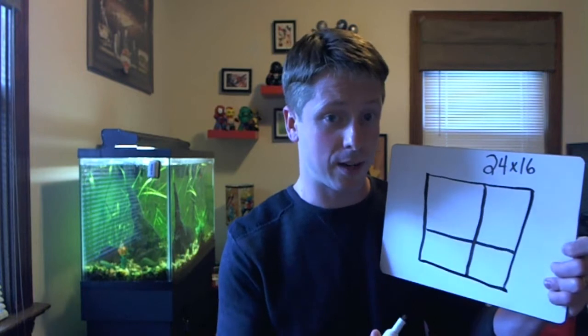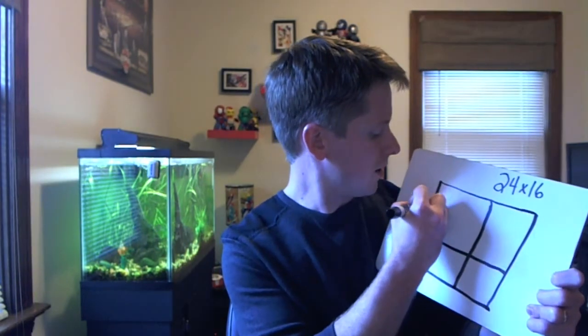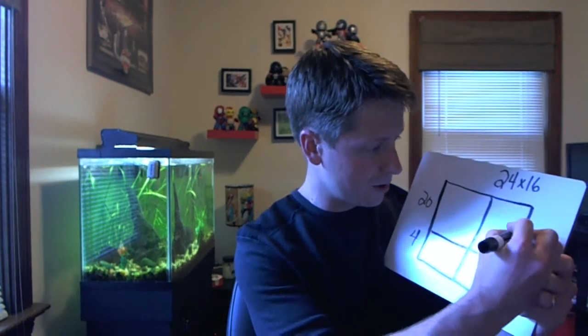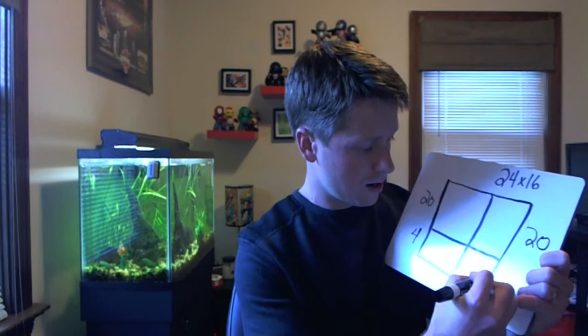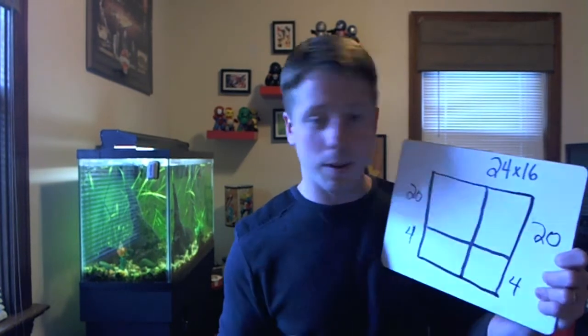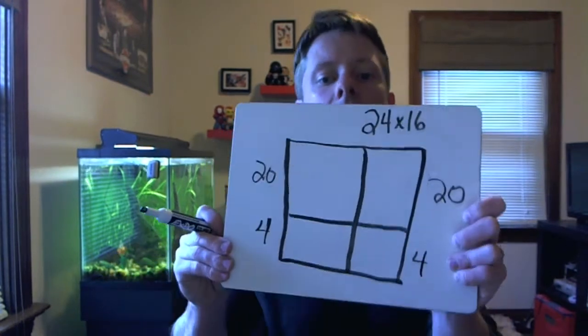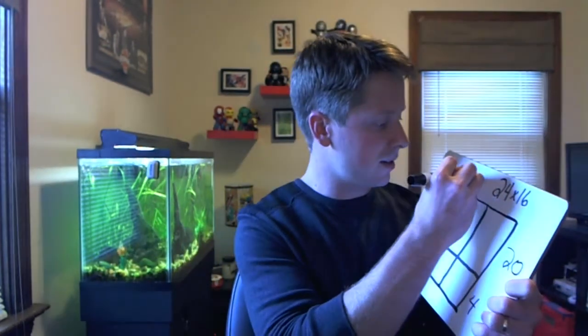So let's take 24 first. 20 is in the 10s spot, so I'm going to put 20 here and 4 here. Since this is a rectangle, this is going to be the same length over here and the same length here, so you can go ahead and put 20 and 4. And up top, we're going to take the 16 and break it apart by place value. I hope you guys can see this. We're going to break it apart into 10 and 6.